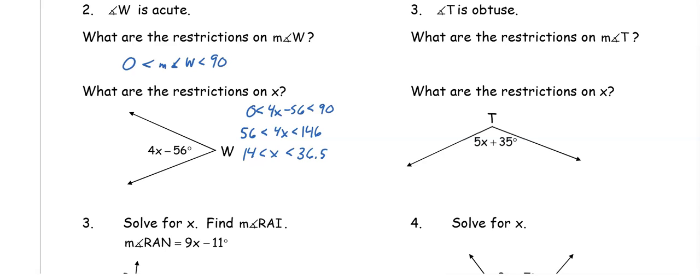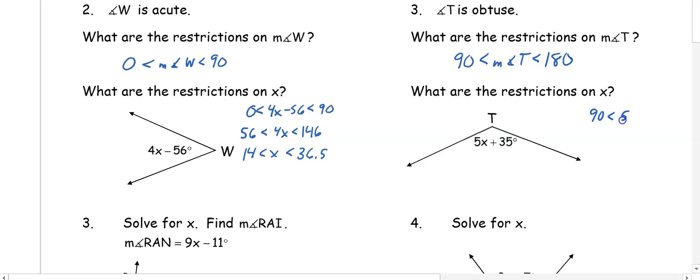In number 3, angle T is obtuse. What are the restrictions on the measure of angle T? If angle T is obtuse, that's a larger angle, so it has to be between 90 and 180 degrees. So we're going to take 5x plus 35 and put that in the middle. So 90 is less than 5x plus 35, which is less than 180. We can subtract 35 from both sides. So we get 55 is less than 5x, which is less than 145. When we divide by 5, we get 11 is less than x, which is less than 29.